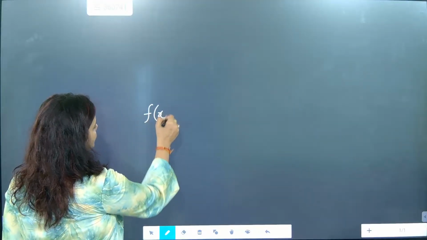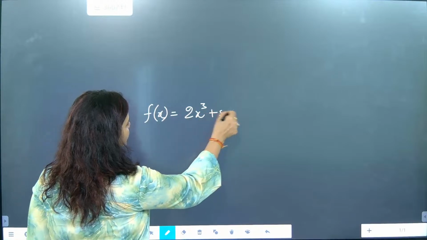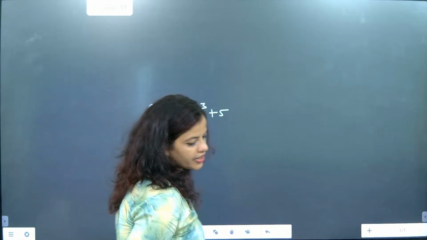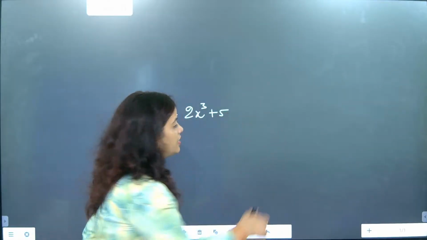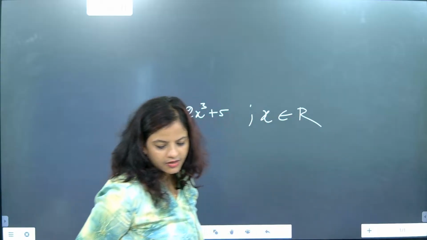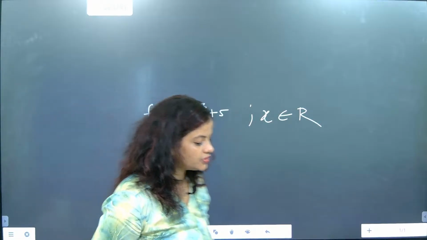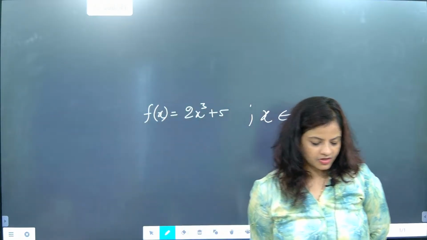Question is f of x. Write the question. It will come 2x cube plus 5. Come on, go for it. 2x cube plus 5, and here x will be defined on the full set of real numbers. Done? Find the maxima and minima of this and show me. Now say the answer.